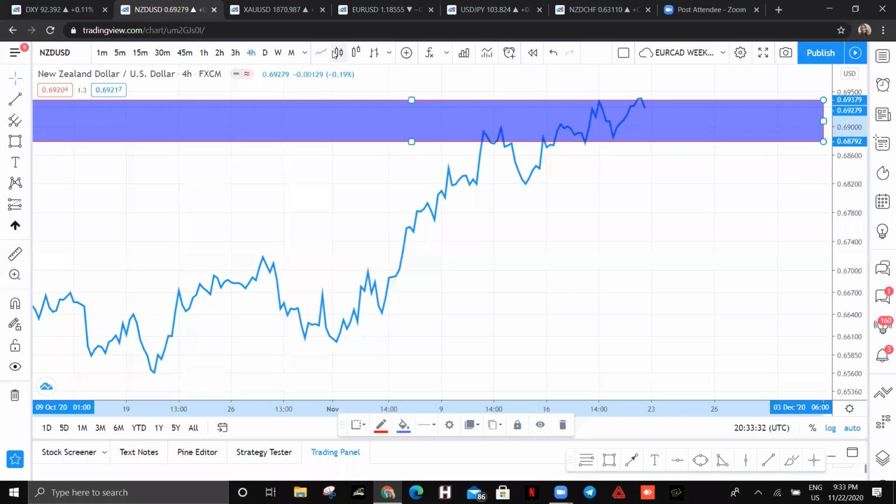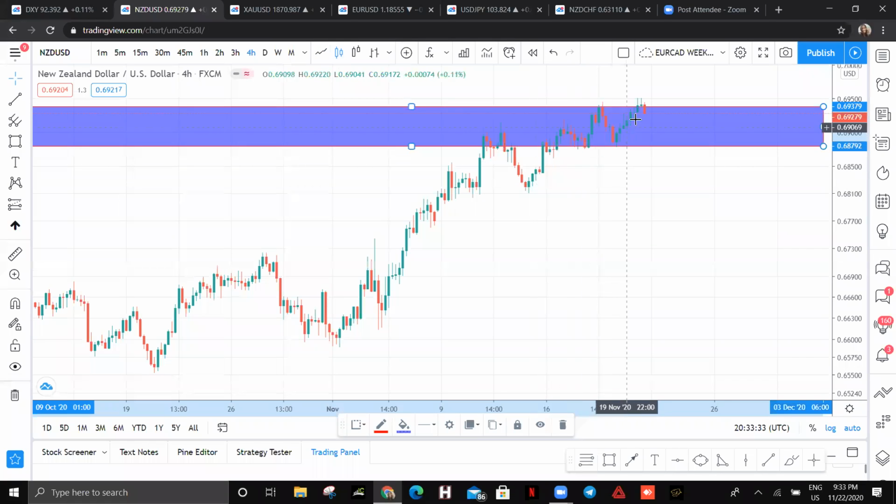If I change this to candlestick, you see how price is reacting to it. You see how price is reacting to it. But now, price is stuck within this resistance zone. So for us to know what's going to happen in the future, we have to draw the next zone to know if price is going to react to the next zone we're going to draw.